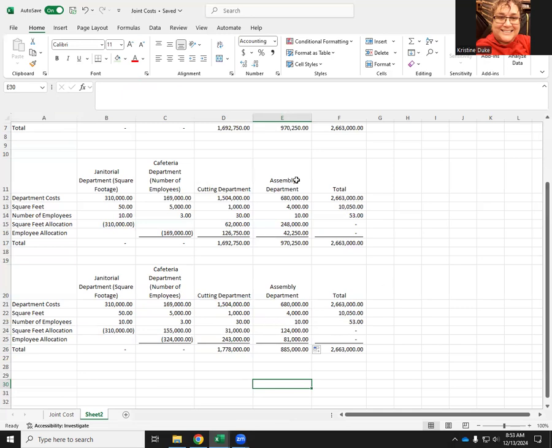Now I'm going to put the recording on pause and go find my other file that talks about the reciprocal method, which I do not like doing. I have an Excel spreadsheet for my students because it's a very complex math equation. I've got to figure out how to allocate these two back and forth to each other and then allocate to the cutting and assembly. So let me put that on pause and I'll go find it.